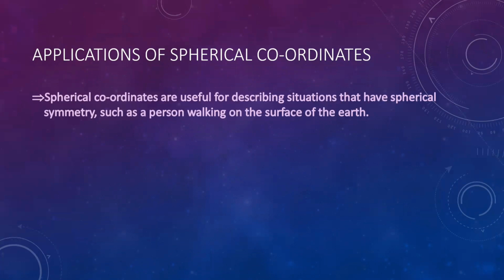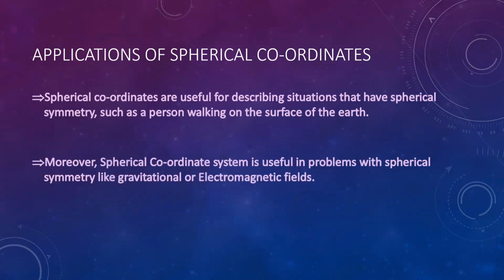Now, applications of spherical coordinates. Spherical coordinates are useful for describing situations that have spherical symmetry, such as a person walking on the surface of the earth. Moreover, the spherical coordinate system is useful in problems with spherical symmetry like gravitational or electromagnetic fields.